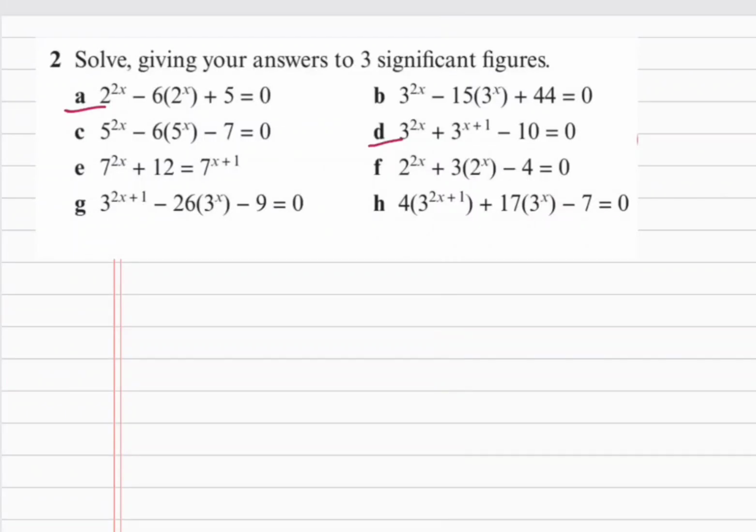Hi everyone, this video is an exercise 14 of question 2a. So in question 2a we have the equation 2 to the power of 2x minus 6 times 2 to the power of x plus 5 is equal to 0.